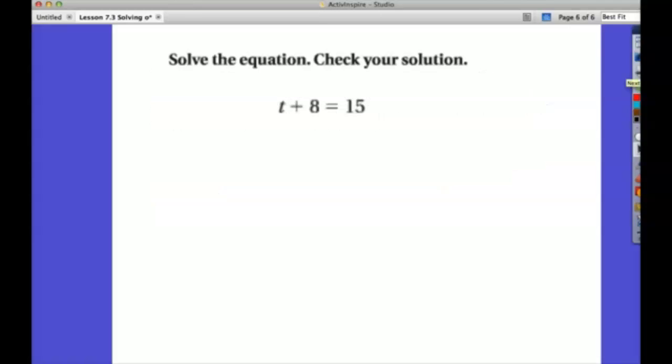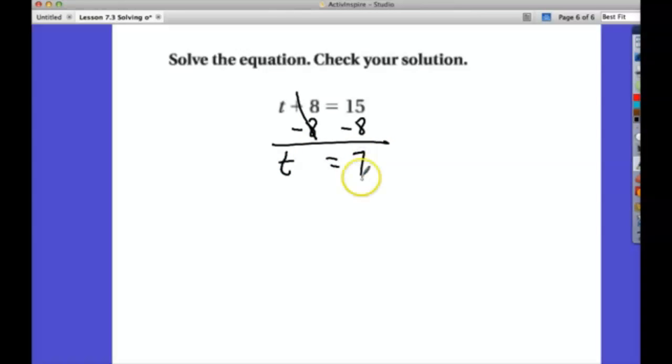So let's end with a worked example. You have t plus 8 equals 15. So again, you're adding 8, so you want to subtract 8 from both sides. Subtract 8 from both sides. So again, that goes to 0, leaving t equals 15 minus 8 equals 7.